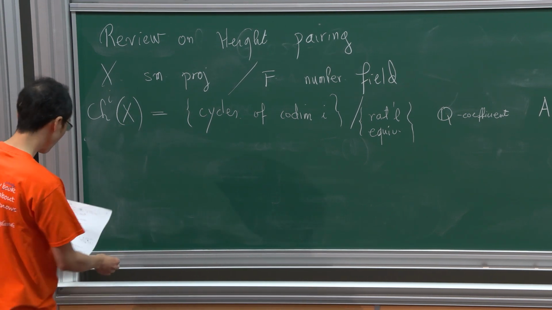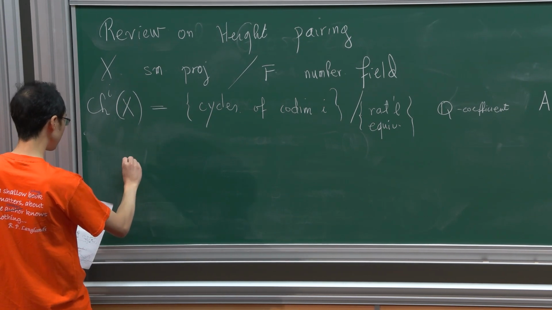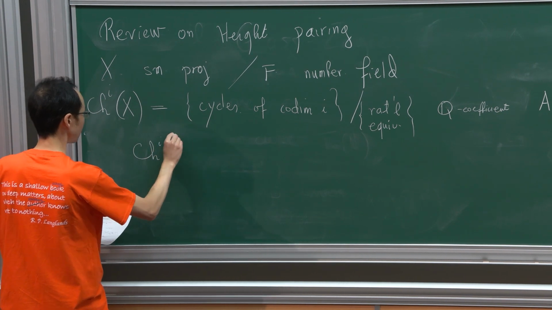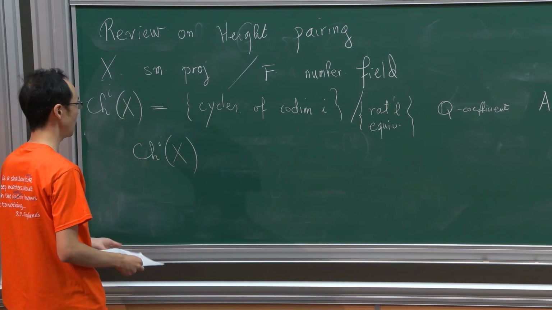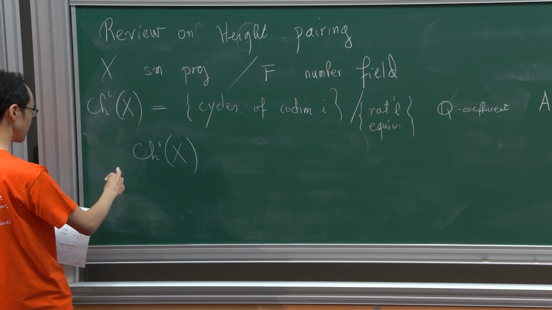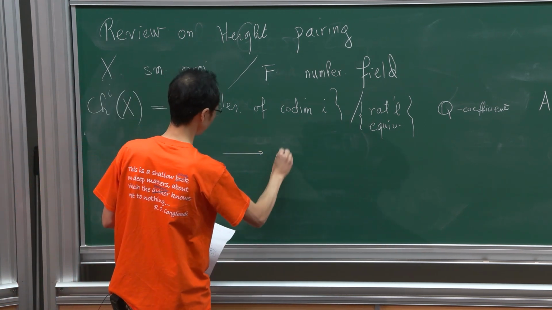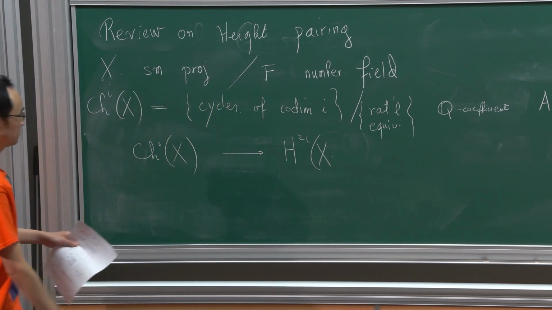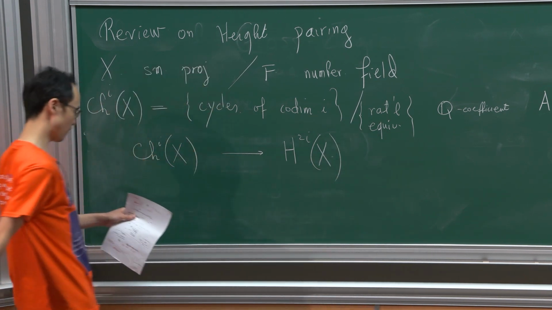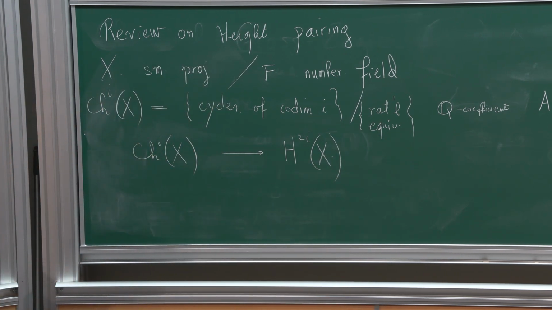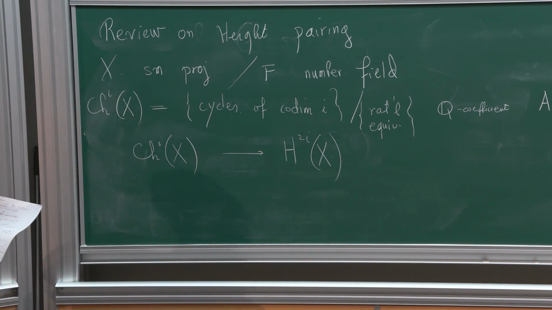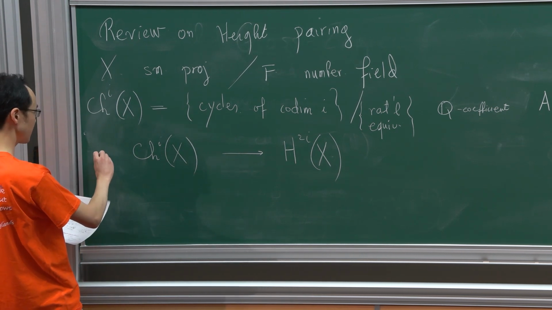Then at least there is a conjecturally defined height pairing between the Chow group of degree i and the Chow group of degree j. One more thing. There's a cycle class map that goes to H^{2i} of X. Here I'm being vague, so you can choose any homology theory for X, say Betti homology of the complex points of X, or a different theory. Anyway, you have a cycle class map.